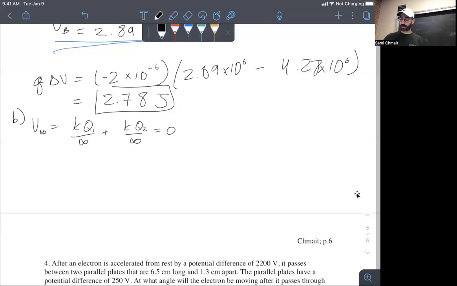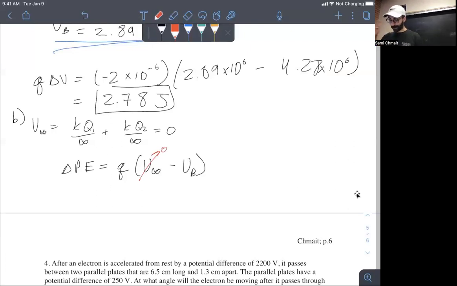It's asking for the potential difference. So this is where people can get kind of tricked here. Our potential difference is defined as delta PE equals Q, the final position, that's the potential at infinity, minus where it starts from, VB.